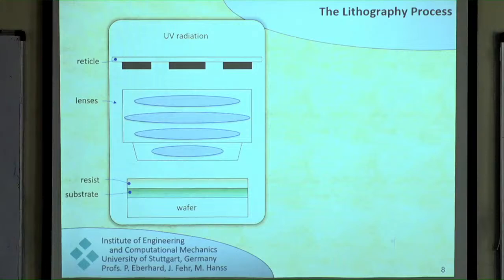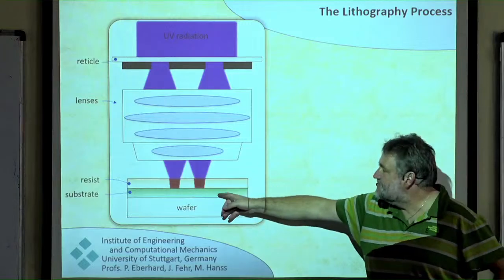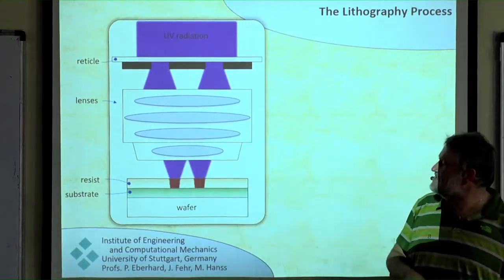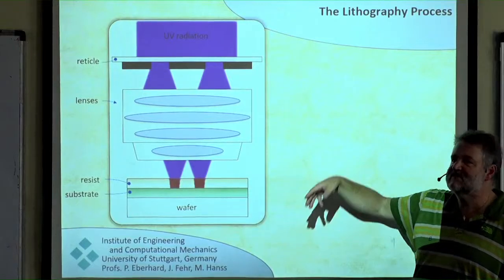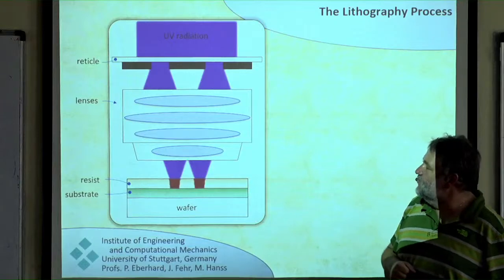So the basic process is simple. You have, for example, ultraviolet radiation. It's projected through a reticle. It goes through this set of lenses. Then here's a resist and a substrate. And so here you get these structures. There are some chemical things, etching and so on, going on. And here is the wafer structure for your chip.